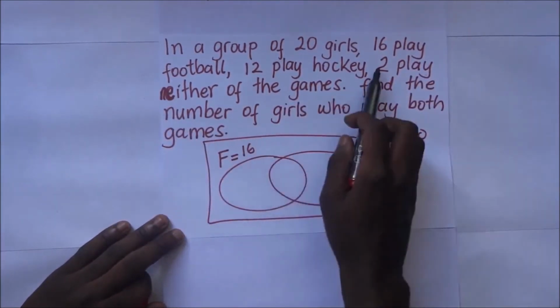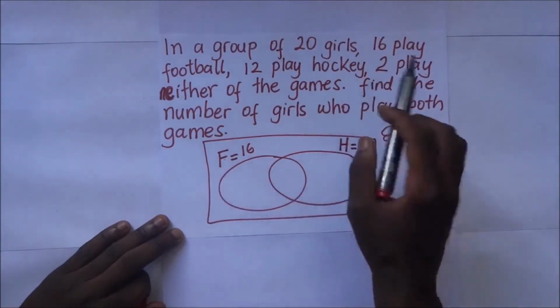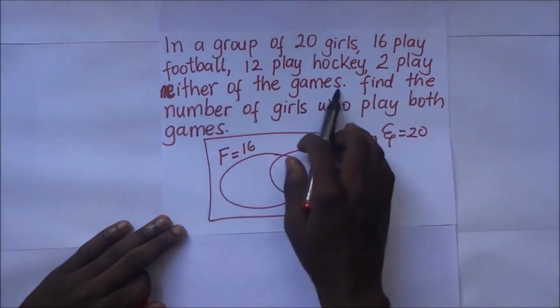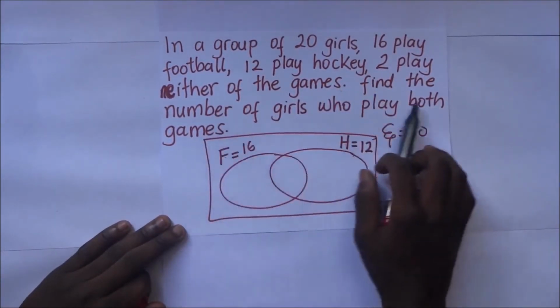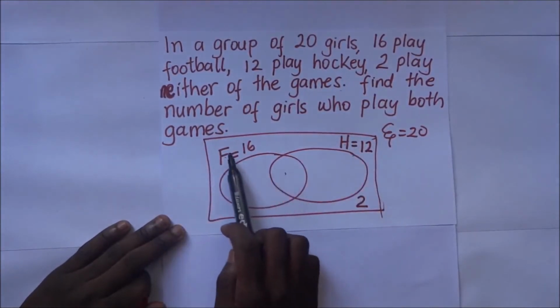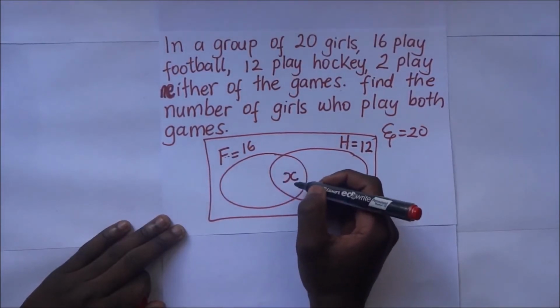So 2 people do not play football, they don't play hockey, so they are not inside these circles. So these 2 are outside. Find the number of girls who play both games. So the intersection, the ones who play both football and hockey, they are x.